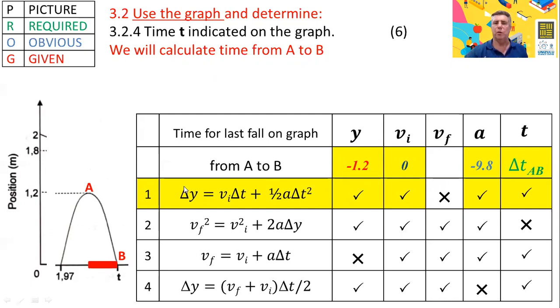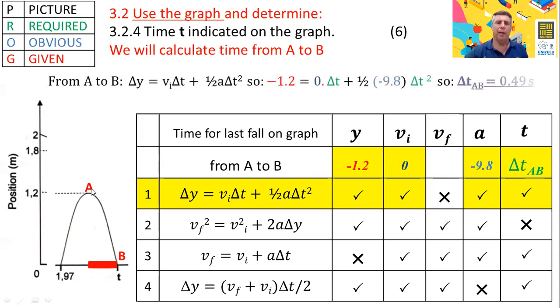So that's quite important. We don't know what the final velocity will be. So the equation we use is equation 1. It ticks all our boxes. It relates what is required to the 3 items which are given. So from A to B, delta y equals VI delta t plus half a delta t squared. Initial velocity is 0. That's useful. Delta y is minus 1.2. And we fill in gravity and we solve for delta t squared. And that gives us an answer that delta t AB, which is that period of time there, is 0.49 seconds.